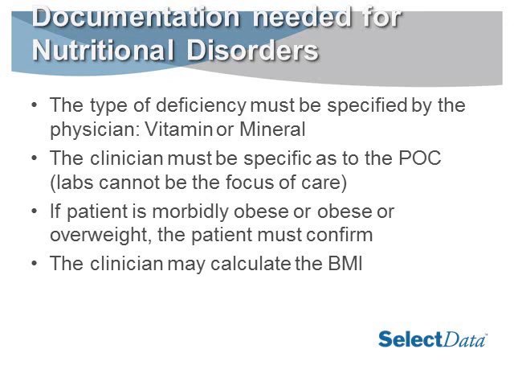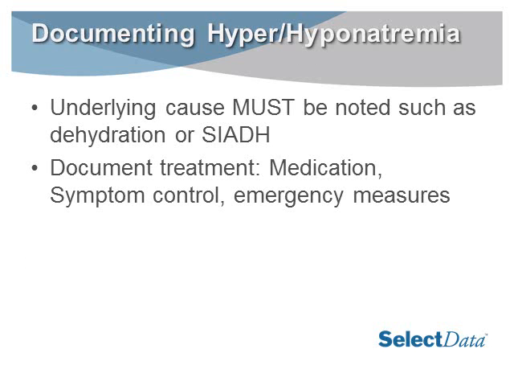When documenting for nutritional disorders, the type of deficiency must be specified by the physician, whether it's a vitamin deficiency or a mineral deficiency. The clinician must be specific as to the plan of care, as labs cannot be the focus of care in home health. You must be addressing the underlying condition. If you have a patient who's morbidly obese or overweight, the clinician must confirm those diagnoses with the physician. The clinician may only calculate the BMI. She may not make the diagnosis.